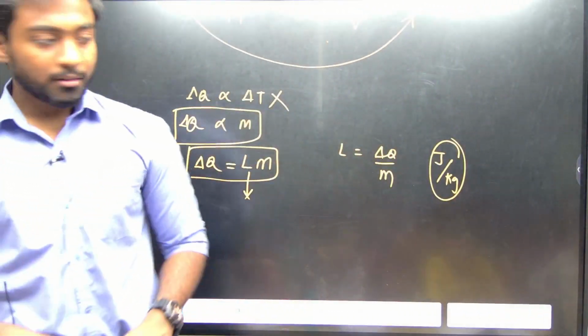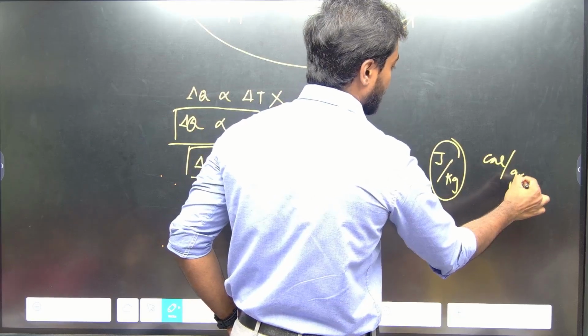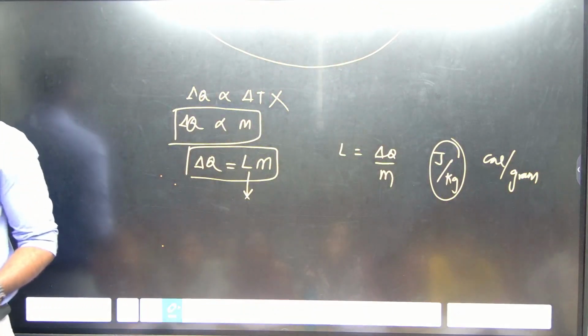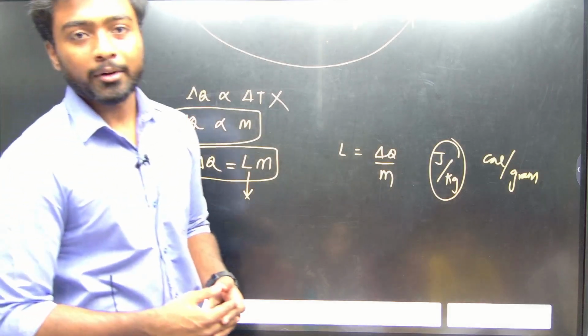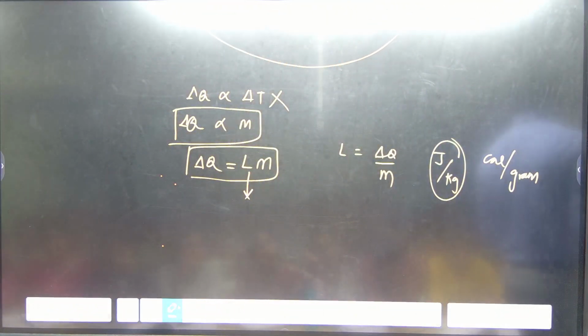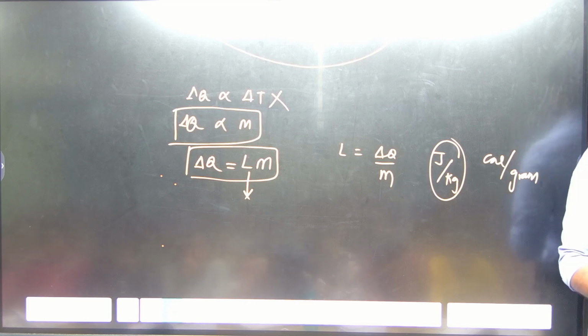The CGS unit is nothing but calories per gram. MKS unit and CGS unit, centimeter gram second, and MKS is nothing but meter kilogram second. MKS is the SI unit and CGS is the other unit. Okay.